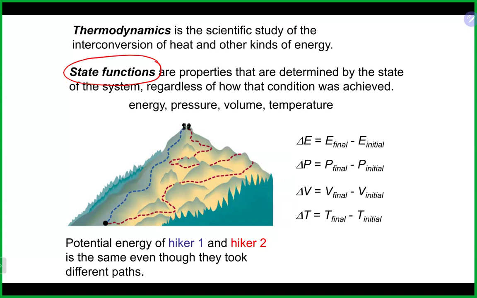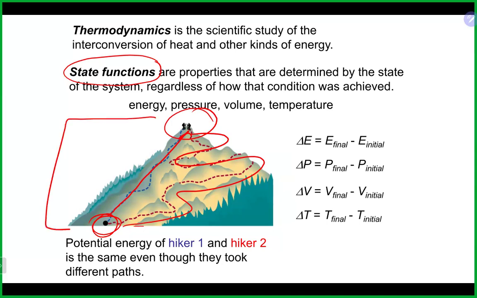So, for example, if we look at the hikers, they started here at the bottom, the blue hiker. The red hiker took the scenic route around the mountain. But in terms of potential energy at the end, they're both basically the same. The difference in their potential energy from where they started and where they ended, final minus initial, will be the same for both of them.